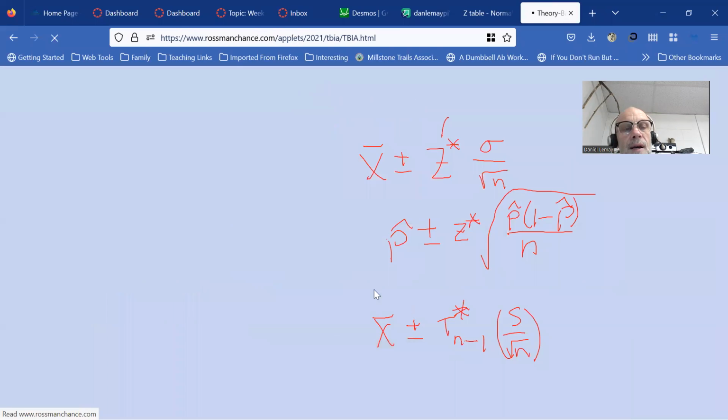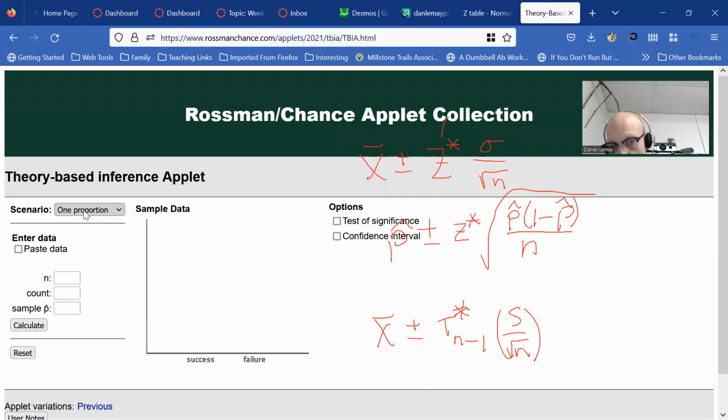Theory-based inference. This will do proportions. It doesn't do the z distribution, so it doesn't do the x bar plus or minus z star where we know the population standard deviation. But it does deal with proportions. It also deals with the t distribution. So when you don't know the population standard deviation, you've got to use the t distribution, as long as, what is it, the parent population is normal or you have a sample size bigger than 30. And notice they aren't even asking you for that sigma number. They're asking you for the S. So that's another flag that tells you it's a t distribution.